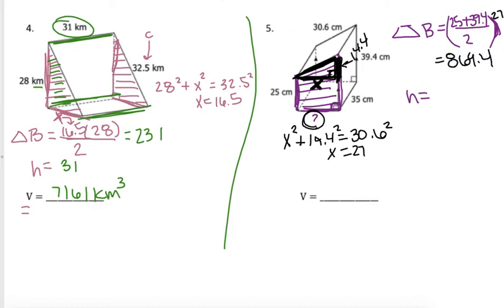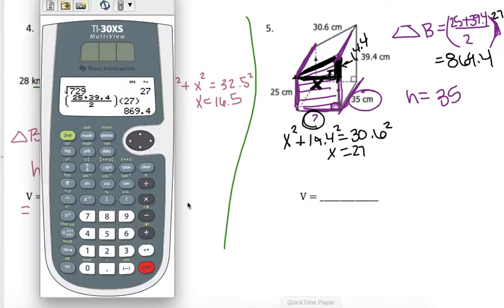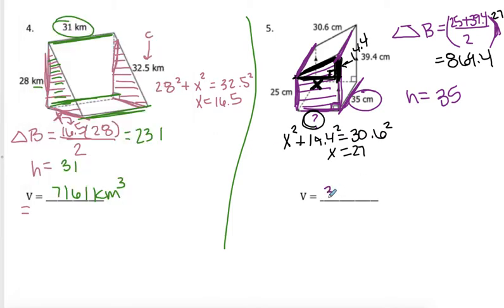And then the height of our base. So now we're going base to base. So connecting here, there's my 35. So for my final calculation, I'm going to take that 869.4, and I'm going to multiply it by 35. And, whoo, big number, 30,000. So I get 30,429 as my final answer.